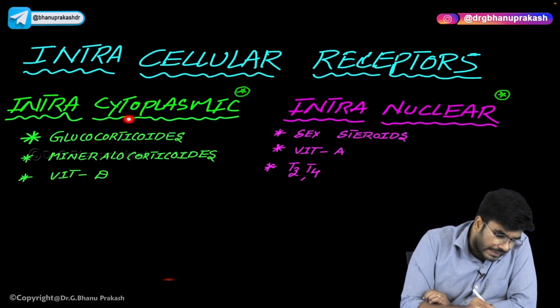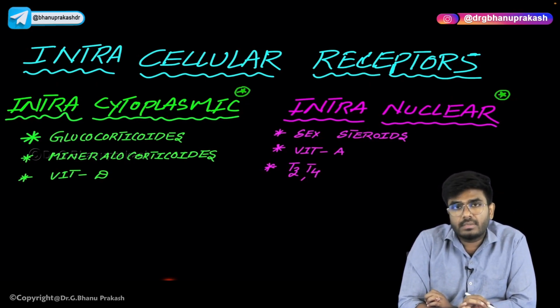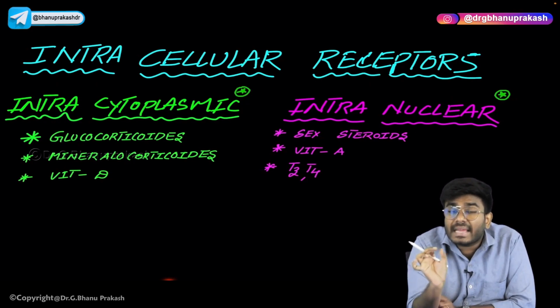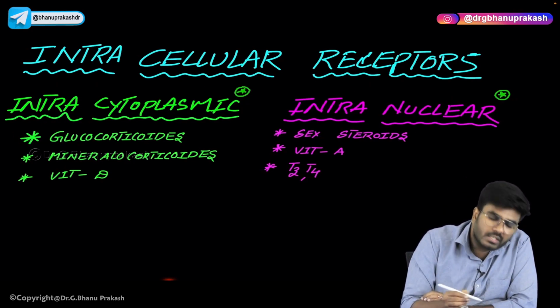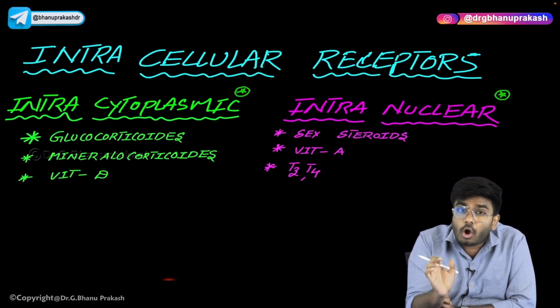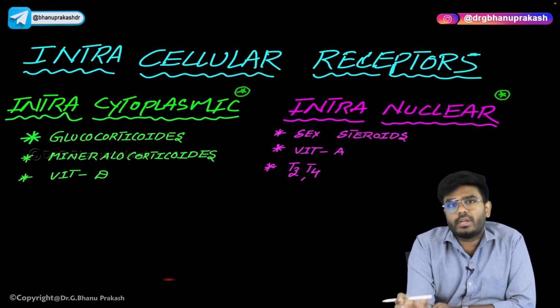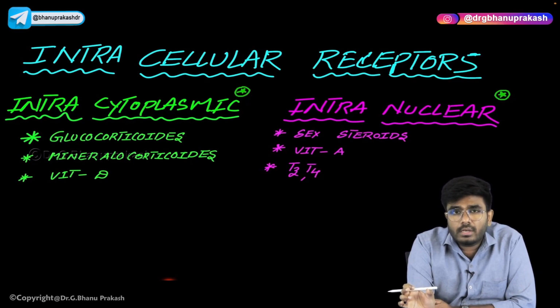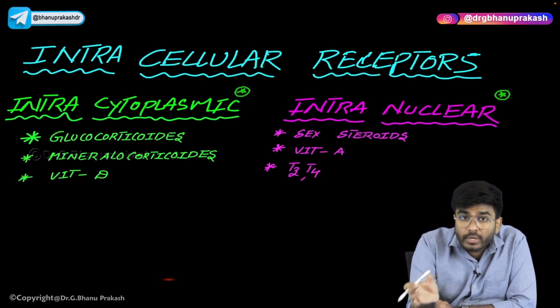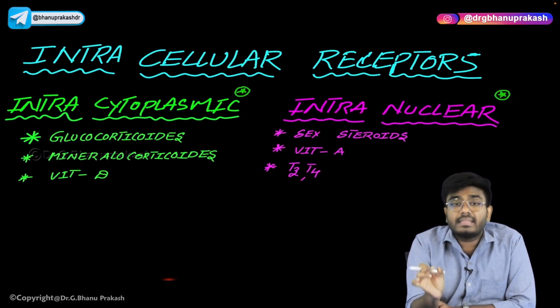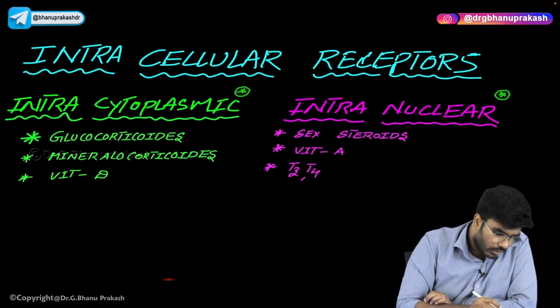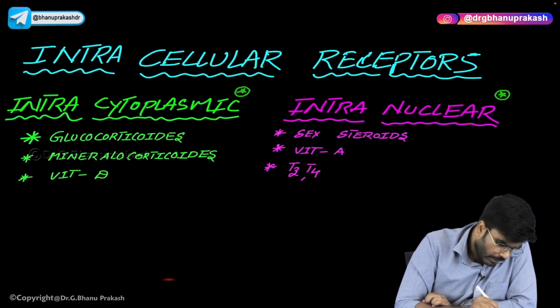So intracytoplasmic receptors, which means the receptor is present in the cytoplasm. Which hormones are using them? Glucocorticoids. What is the example of a glucocorticoid? Cortisol. So cortisol is also a steroid. Now cortisol is going to enter into the cell, and it's going to bind its receptor in the cytoplasm. So glucocorticoids are having intracytoplasmic receptors.